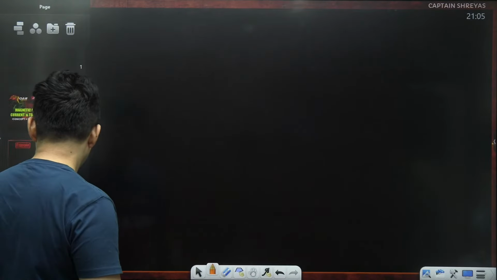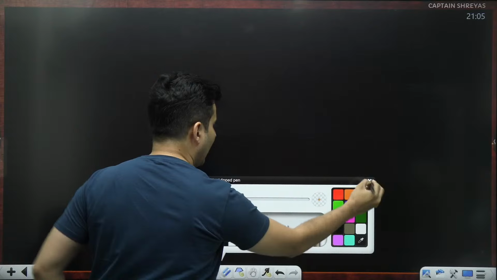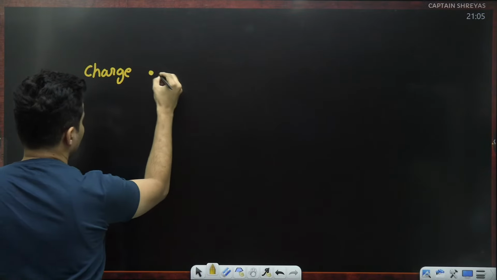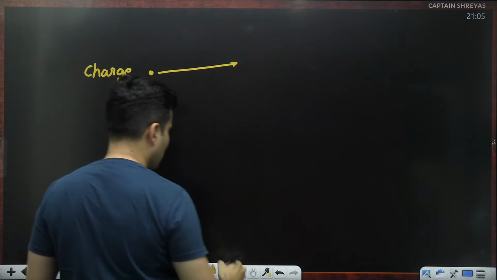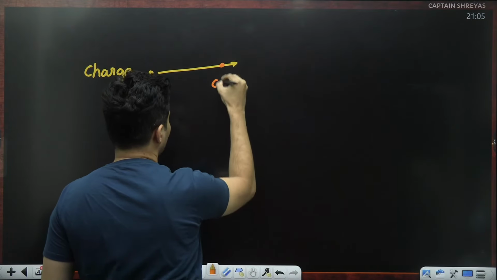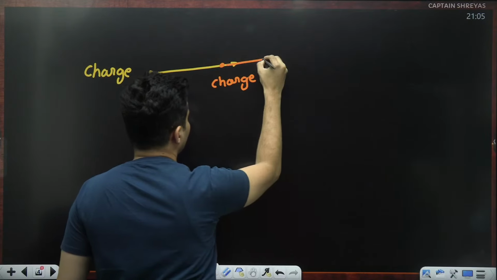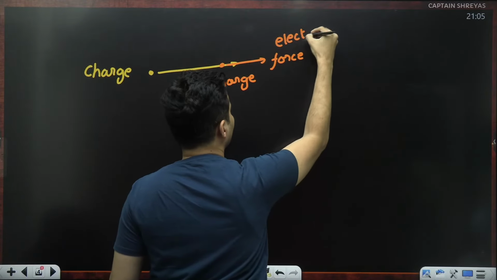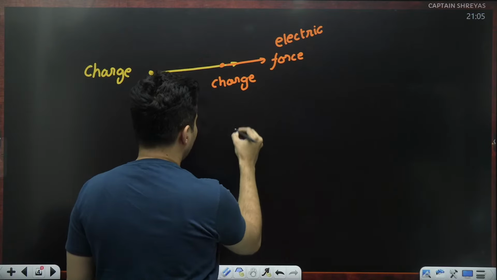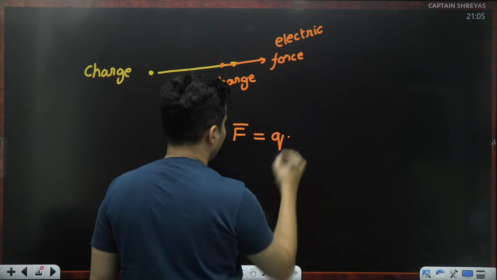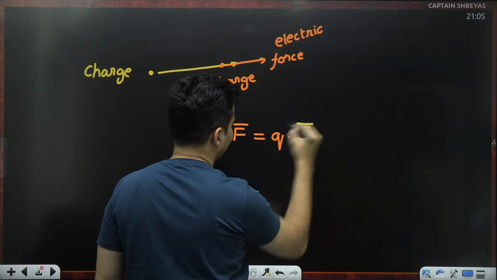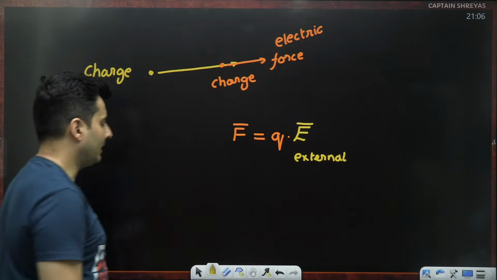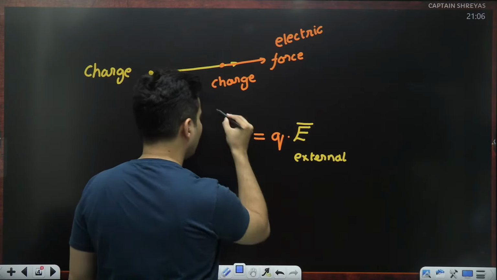All right. So if you have a charge, it can apply some field on some other charge, and that field will apply a force. So this force is your electric force, and that electric force is given by the charge multiplied by the external field. This is your charge into that external field which is applied, gives me the electrical force. This is what we have studied in electrostatics chapter.